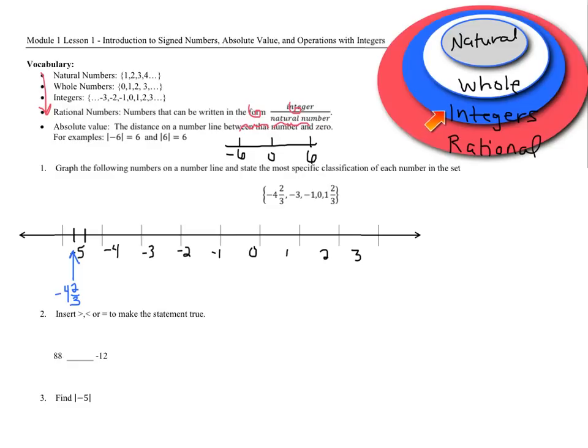Well then I need to ask myself if I could further classify this in a smaller set, such as the integers. Well, the integers are the negative and positive whole numbers, and since we have this fractional part here, it can't be further classified as an integer, therefore the most specific classification I can give this is a rational number.